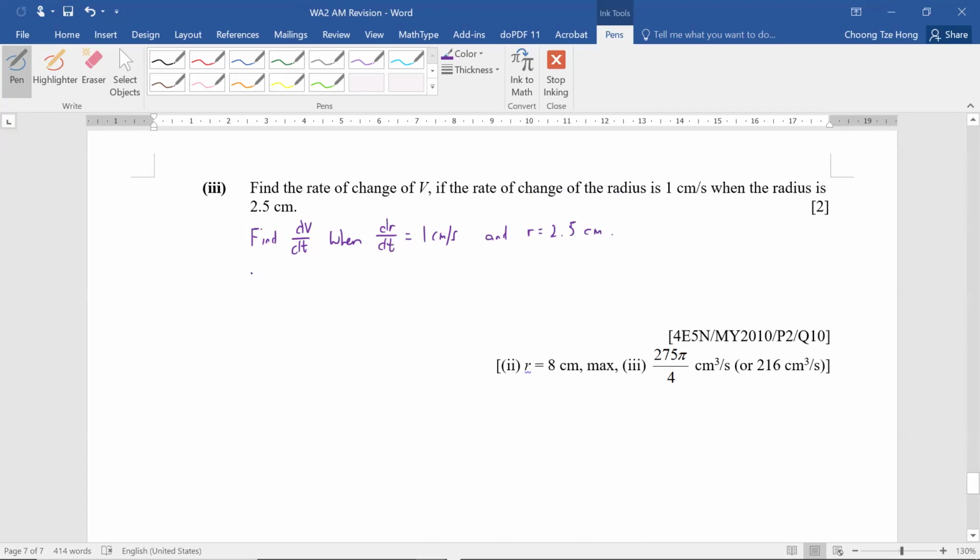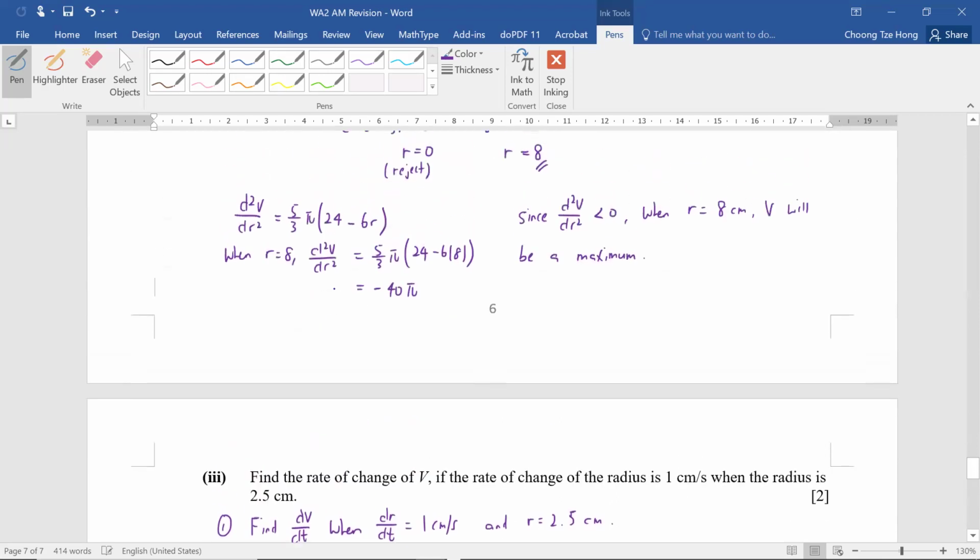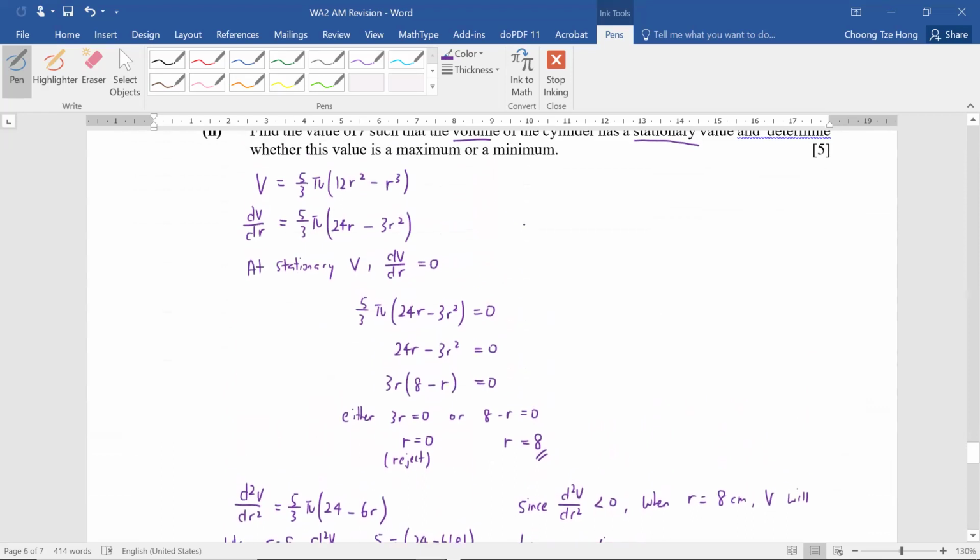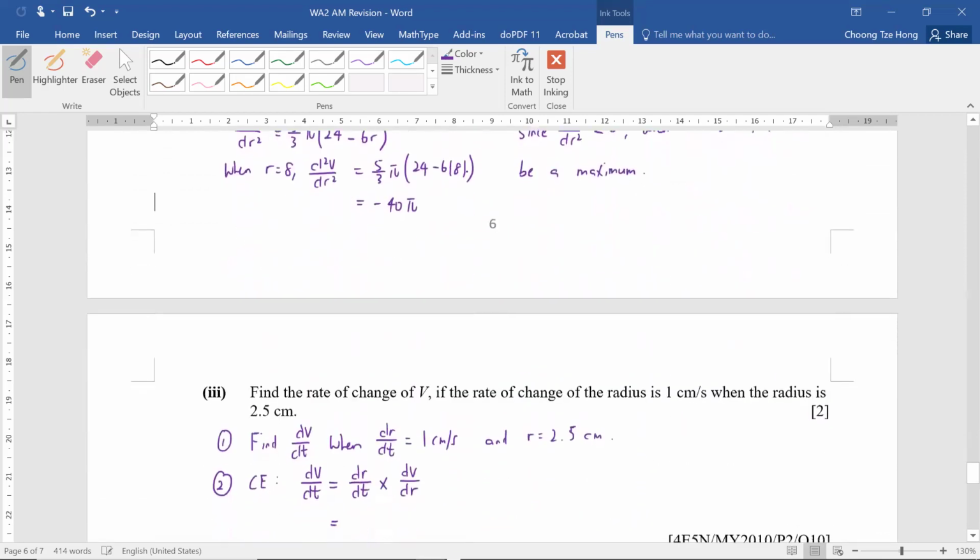So find this. Let's write out the connected equation. The first step, always summarize. Second step, write out connected equation. The thing that you want to find, always put on the left side. So dV/dt equals dr/dt times dV/dr. The thing that we need to put inside here is dV/dr. But actually, we have already gotten dV/dr from this one, so we can just directly put it inside.